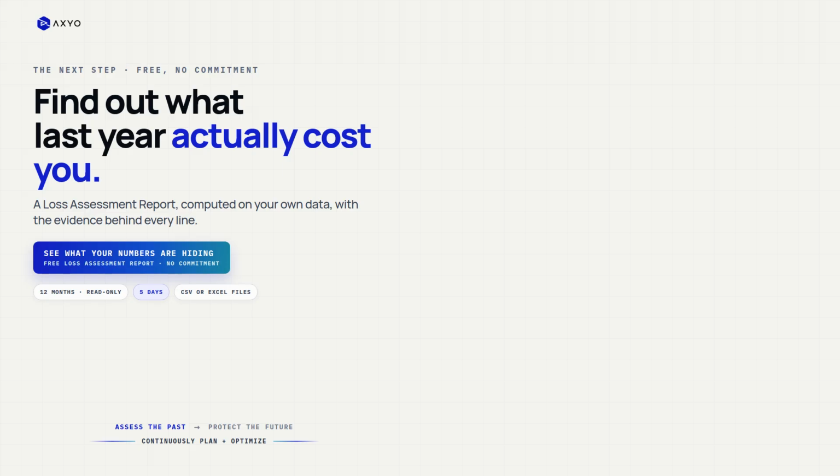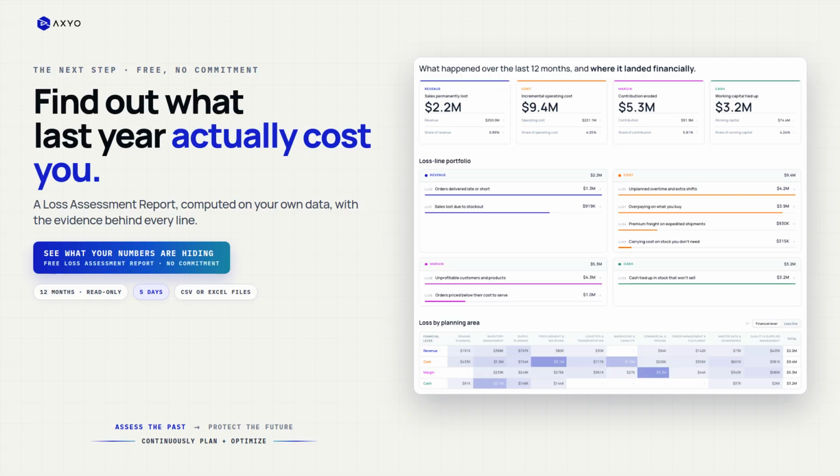The next step is simple. Share 12 months of your data with us. CSV or Excel files are enough to get started. The assessment is free, read-only, and requires no commitment from you. Within a few days, you receive a report showing what last year actually cost you, and the evidence behind every number.